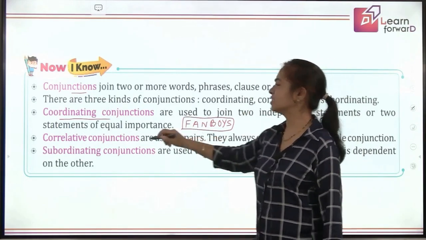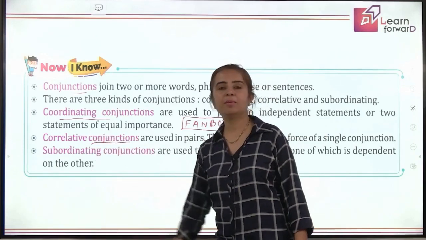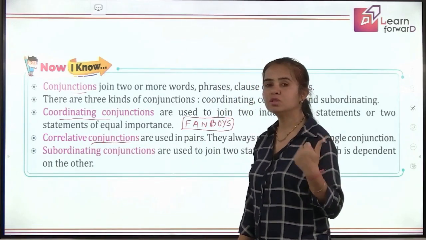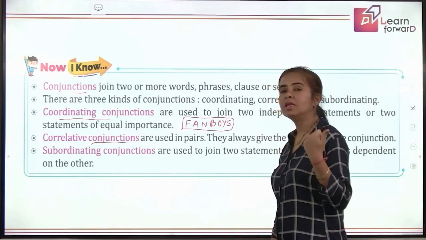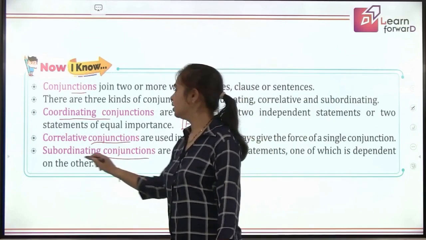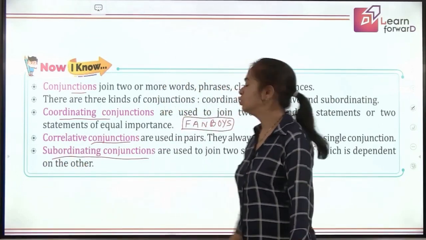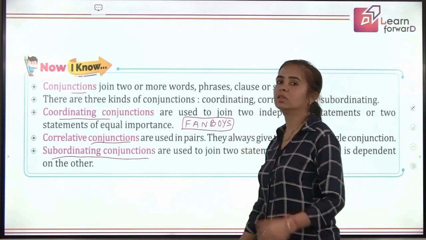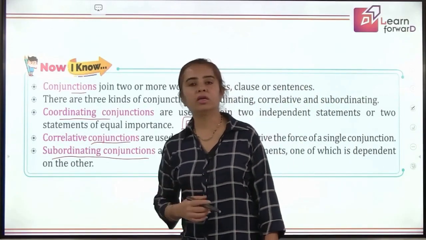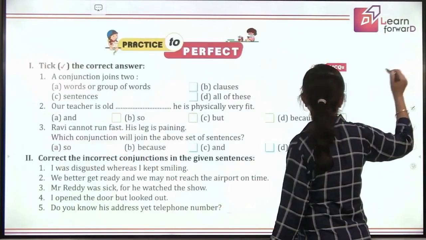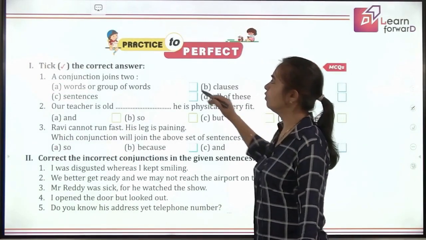Next, correlative conjunctions are in pairs and we use them together in the sentence. If we use one of them, that gives some incomplete meaning or the meaning gets changed. And the subordinating conjunctions are used to join sentences where one sentence is actually dependent on the other. One is the subordinating clause, right? So, moving ahead, we have an exercise for you. Practice to perfecting the correct answer.